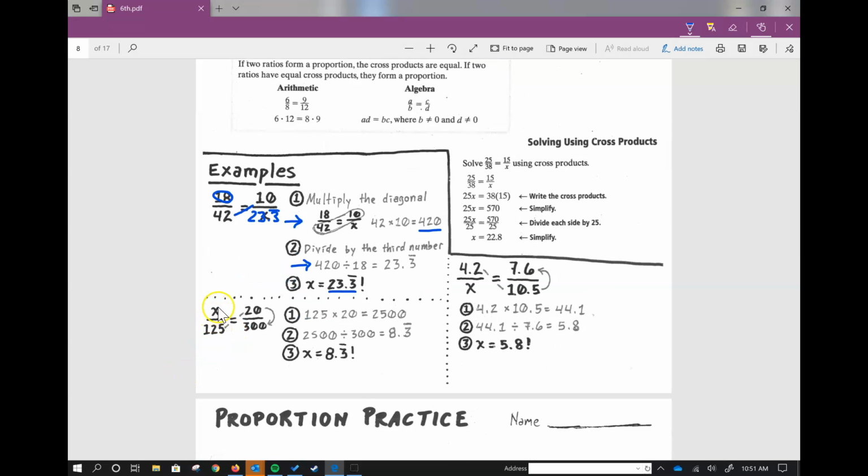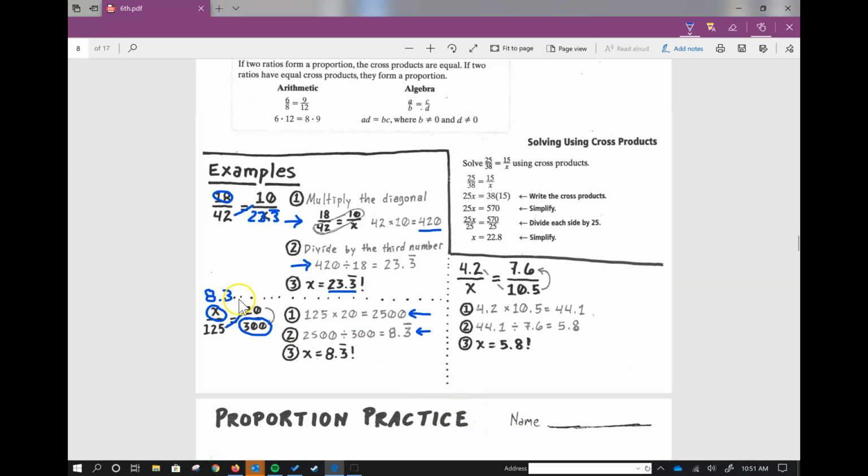Now we don't know the thing in position A on the top left. Well, what is our diagonal? We have 125 and 20 that are diagonal from each other. 125 multiplied by 20 is 2,500. And then we take that product, the result of the multiplication, and we divide it by the number we haven't used yet. 2,500 divided by 300 gives us 8.3. So this x should be replaced by 8.3.